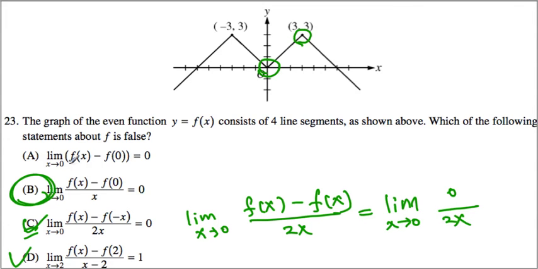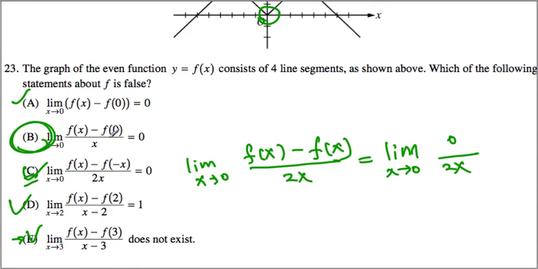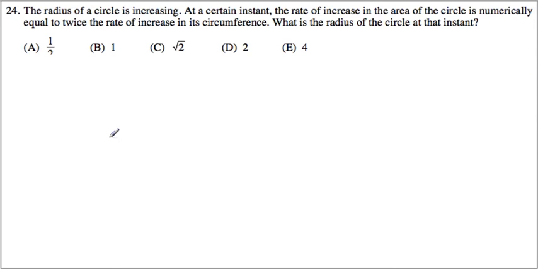Now as x approaches 0, f of x also approaches 0, so 0 minus 0 would have been equal to 0, so that's okay. Alright, let's look at number 24.